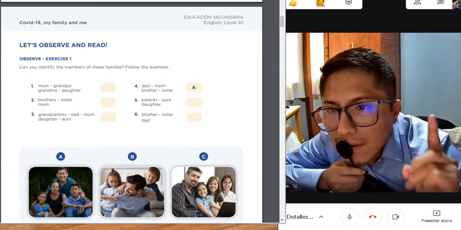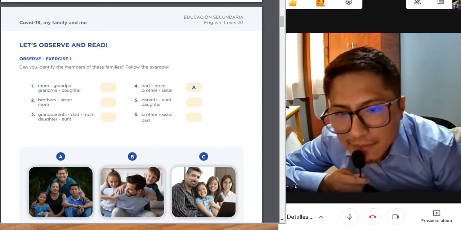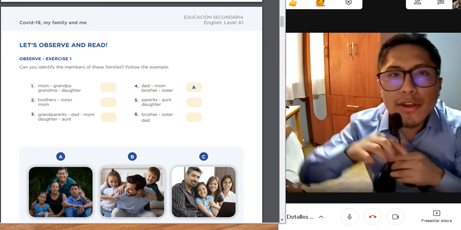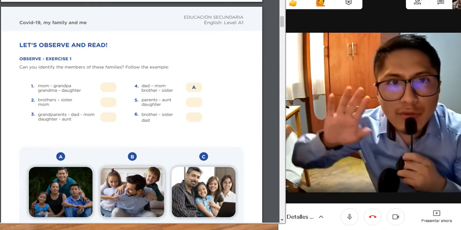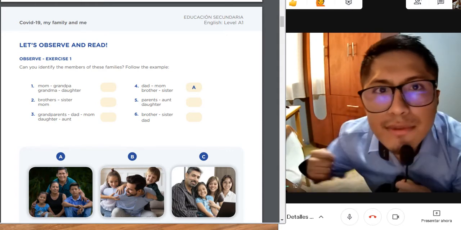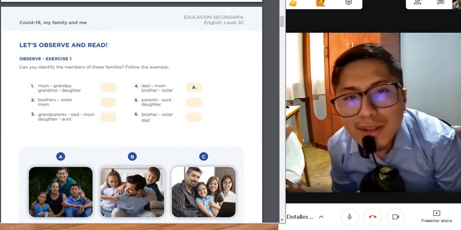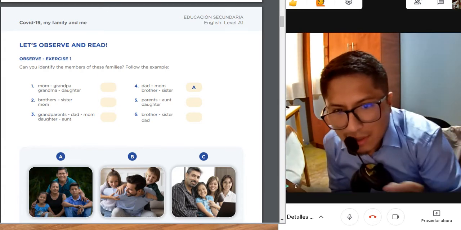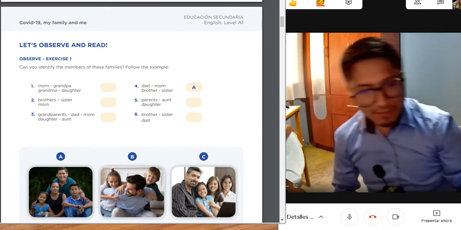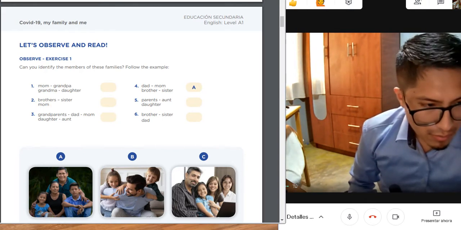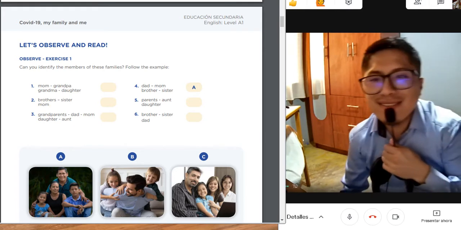Exercise 1. Can you identify the members of these families? First of all, you practice the pronunciation. So you have 40 seconds to pronounce the sentences. Okay, 40 segundos para poder leer las oraciones planteadas y luego verificar the pronunciation. So, let's start.